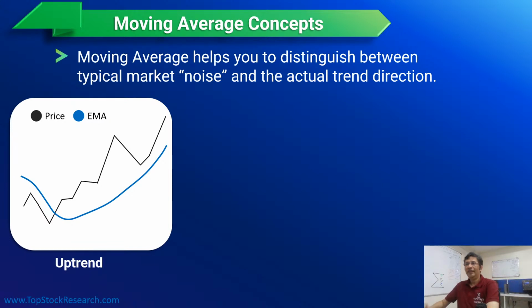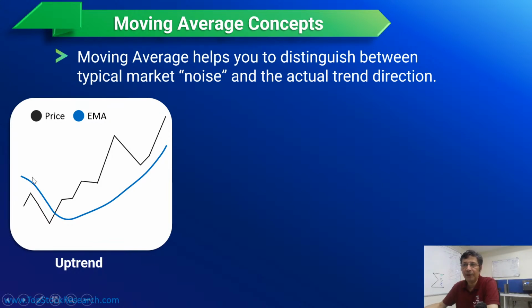Right. So basically, moving average helps you to distinguish between typical market noise and the actual trend direction. So when you see over here, the price typically moves with a lot of ups and downs, and this we have seen or gone through in greater detail in price action and some of the technical analytical tools in the sessions that we had, wherein price moves in trends.